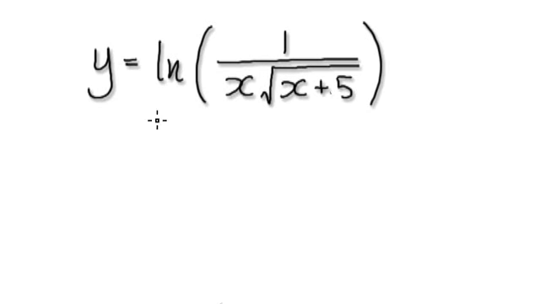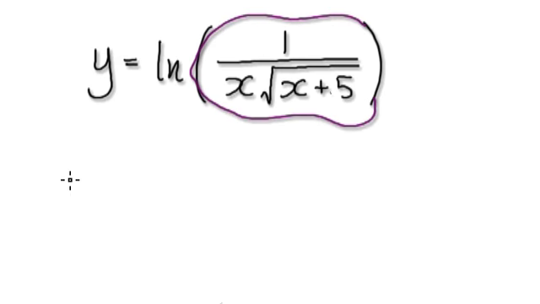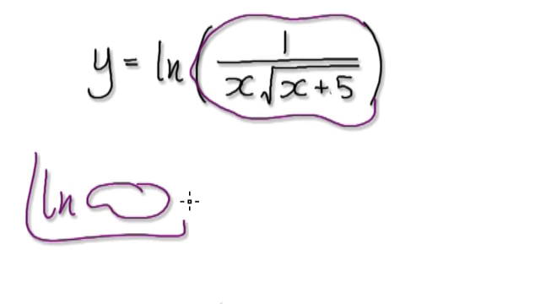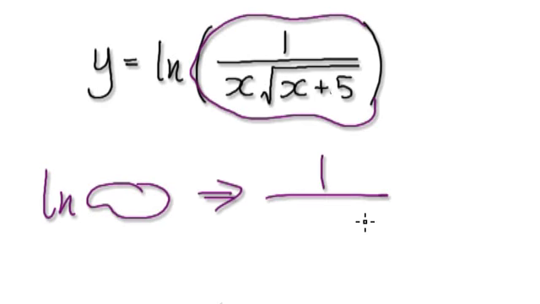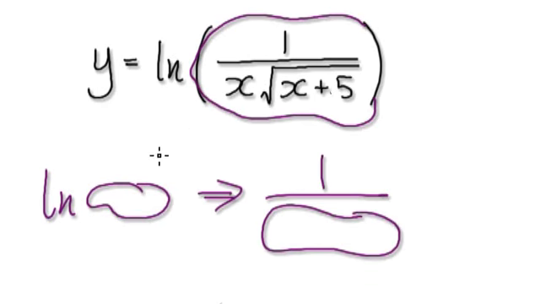Okay, so to do this here, try to visualize this as being one bubble here. So when you differentiate the natural log of the bubble here, it would simply be 1 over the bubble here. But the thing is, the bubble here is 1 over x root x plus 5. So when you differentiate this, what's inside here will be 1 over x root x plus 5.